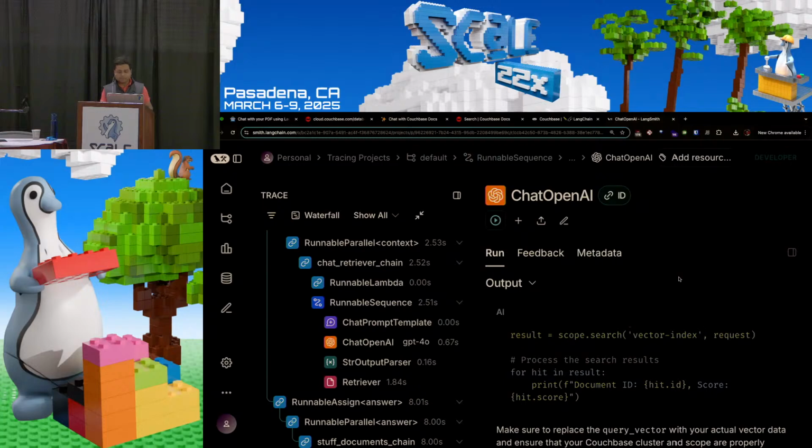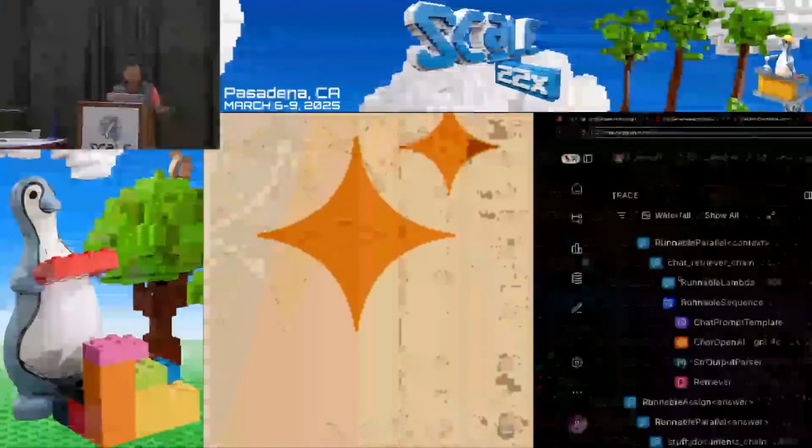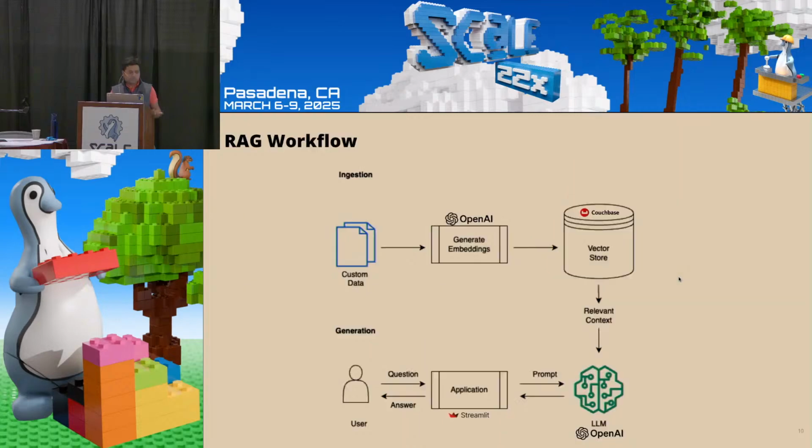I'll get to the importance of using an observability platform in a bit, but this is essentially what you have here. This is the whole workflow. You have the ingestion step where I ingested the whole documentation website, generated the embeddings for it, and stored it in Couchbase. Then when the user asks a question, you fetch the relevant documents from the vector store and inject them into the prompt for the large language model. Then the LLM works with this context to generate the answer.